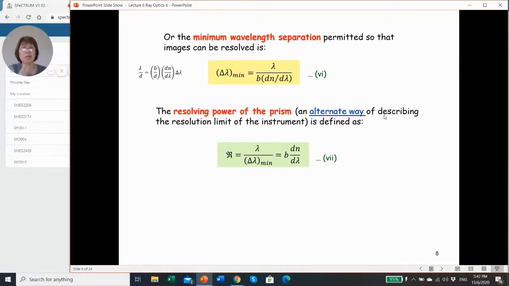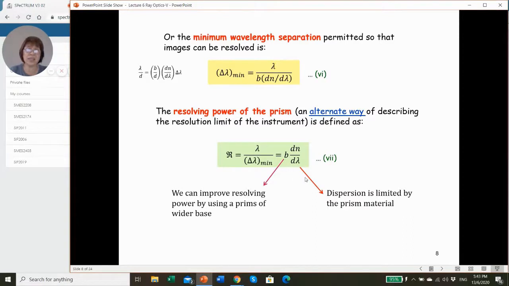Hence, the resolving power of the prism, which is an alternate way of describing the resolution limit of the instrument, can be defined as lambda divided by the minimum wavelength separation, and that's equal to B multiplied by the dispersion term. This expression tells us that we can improve the resolving power of a prism by using a larger B, which means a prism with a larger base. And the dispersion term here is limited by the prism material.